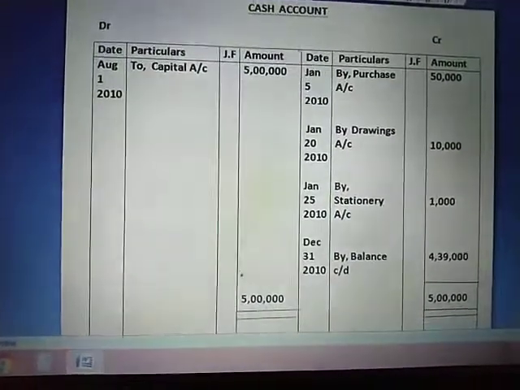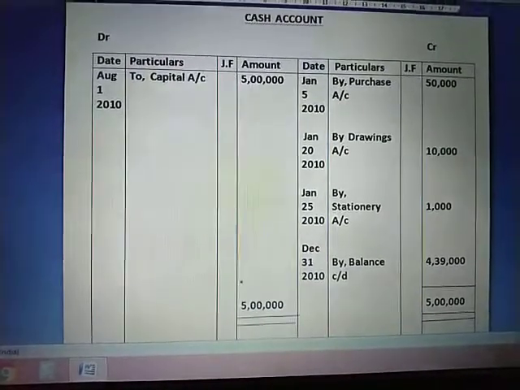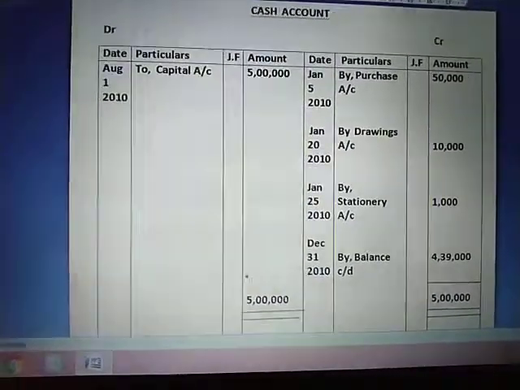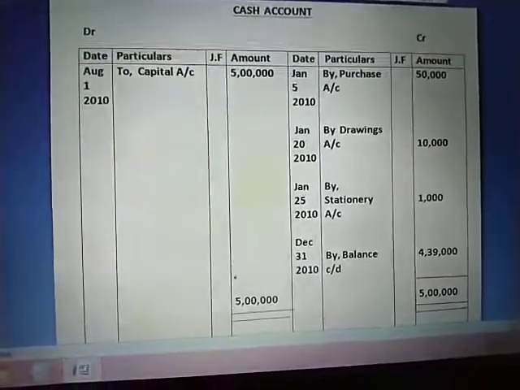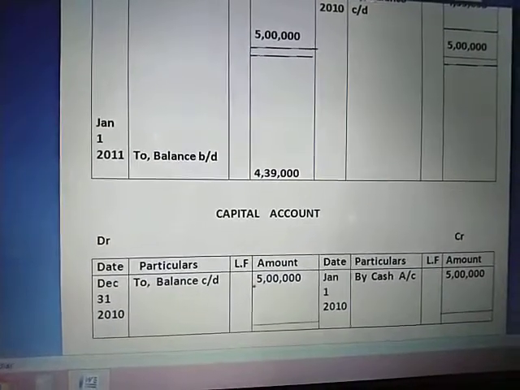So the balancing figure is that 5 lakh minus 61,000 gives us 4 lakh 39,000, and this balancing figure will be again transferred to the next day, that means Jan 1, 2011. So here we write as to balance BD 4 lakh 39,000.